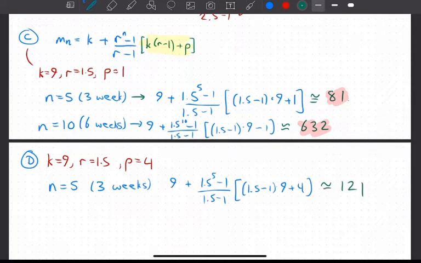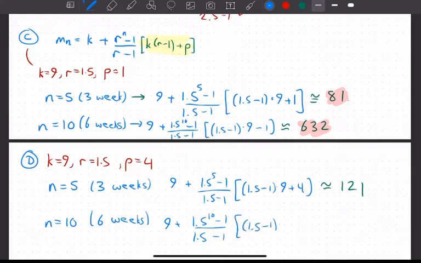Okay, and when n is 10, so after 6 weeks, this calculation gives us a number around 972. Okay, so again, changing rho by a factor of 4 here is changing the picture in 3 to 6 weeks by 50% more, right? That's 120 versus 80, 900 versus 600.